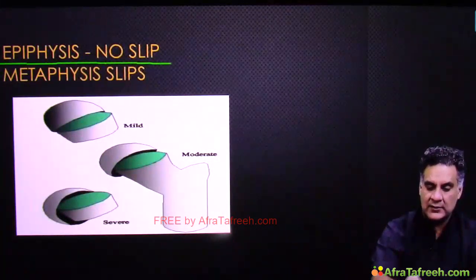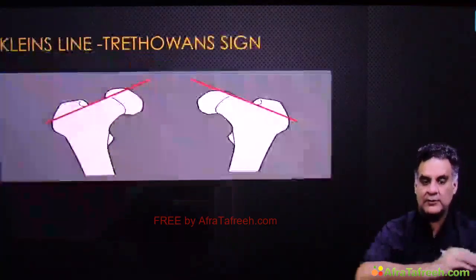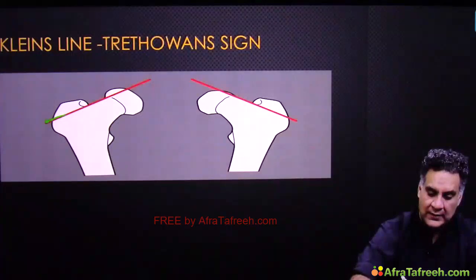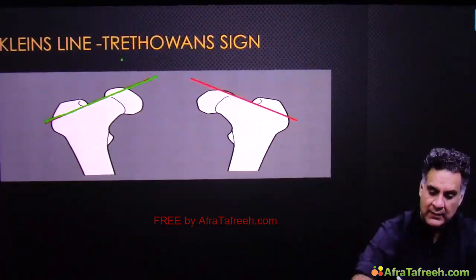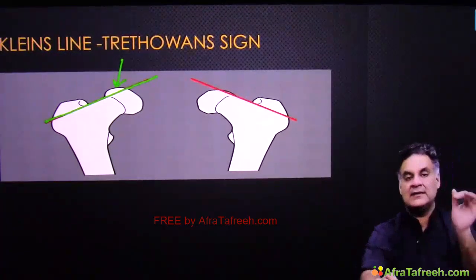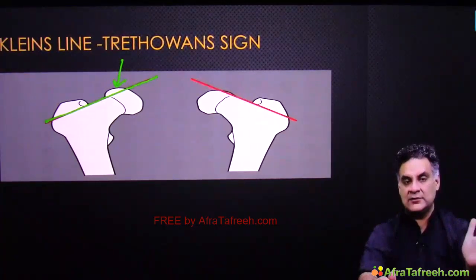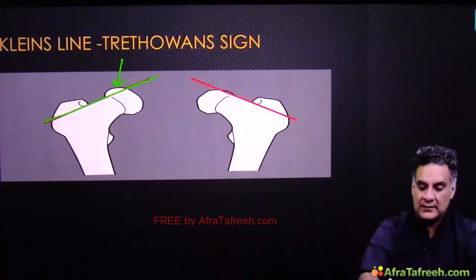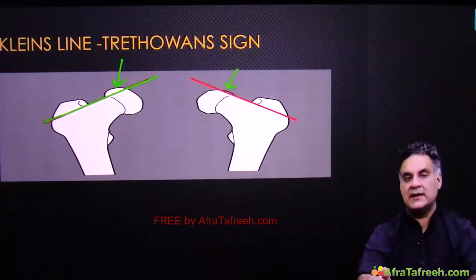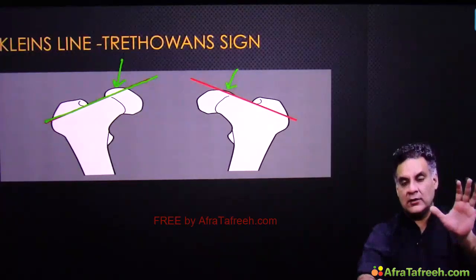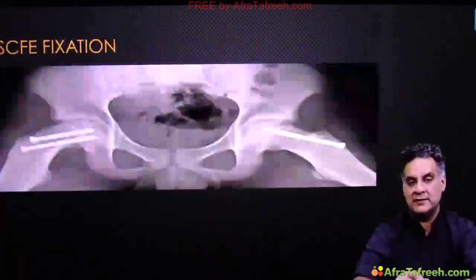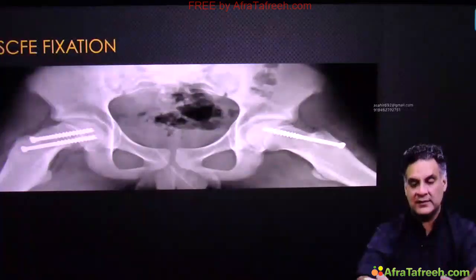The epiphysis does not slip. The metaphysis moves. If I draw a line over the neck, it cuts a part of the epiphysis. This line is Klein's line. This sign is the Steele-Thurston sign. In SCFE, there is nothing above the line, so the epiphysis has already moved in relation to the metaphysis. Treatment: fixation.